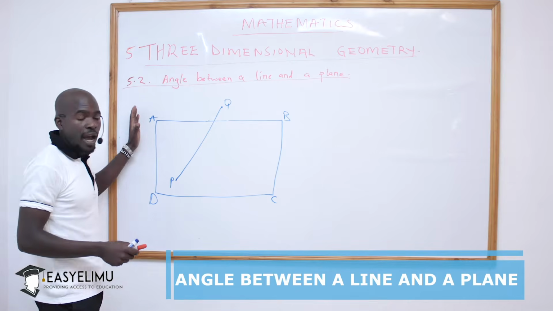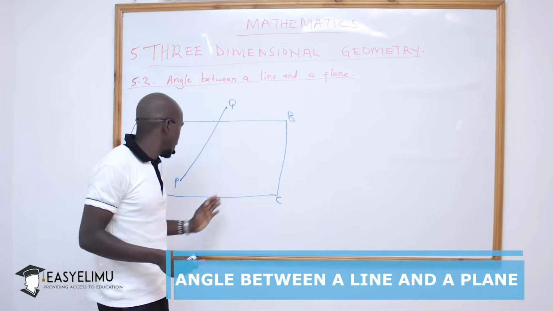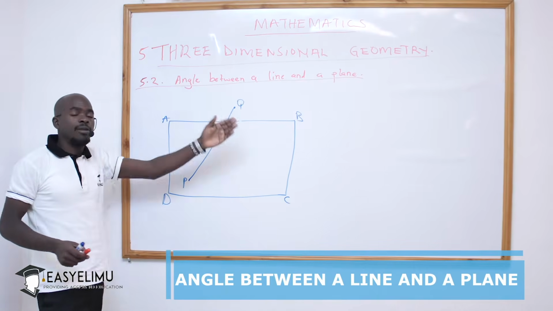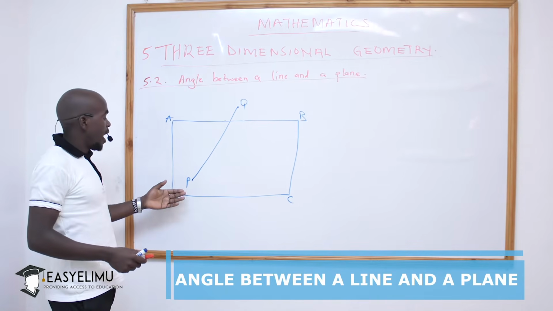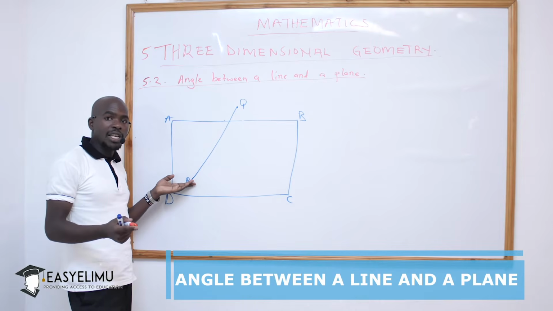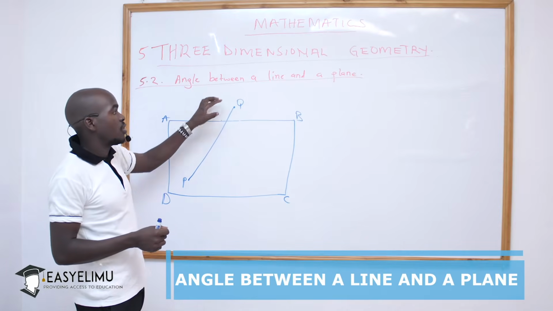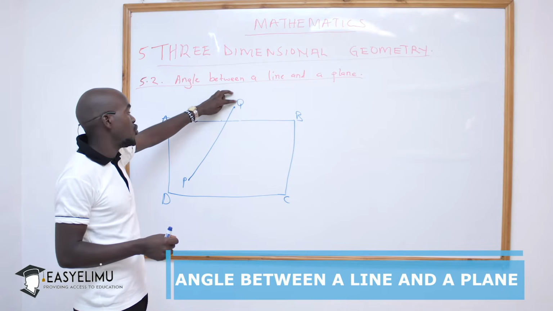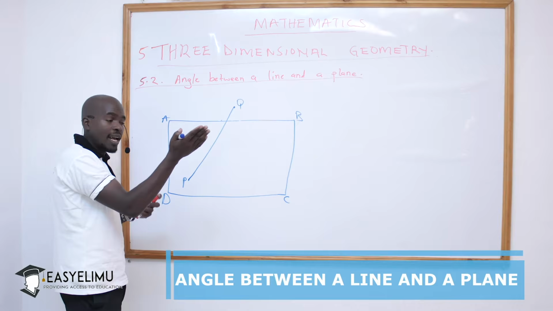This is my plane. I have a plane A, B, C, D. That is my plane. Then I place a rod. Let's take a rod or a straight stick. From this point P, it stands up to Q. Then it is placed in a certain way.